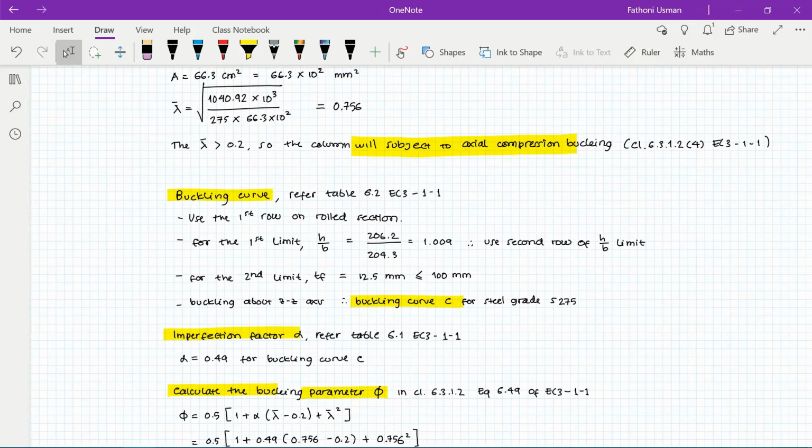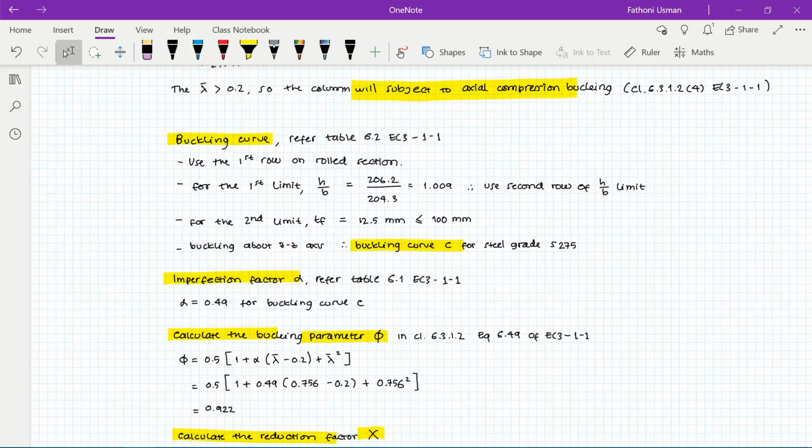If the lambda bar is less than 0.2, then no need to determine the design resistance to buckling for the column. So then the design resistance to axial compression of the column is determined by the cross section and the strength of the material, in clause 6.2.4 of Eurocode 3 part 1-1.